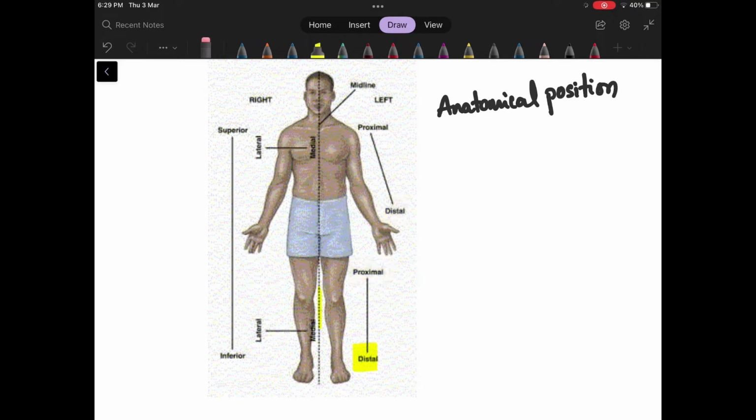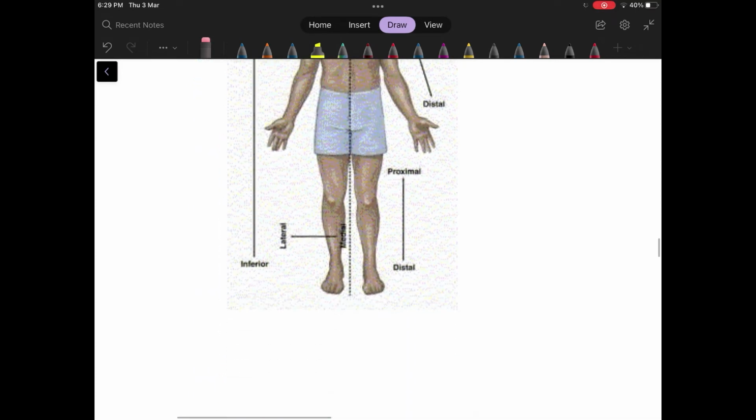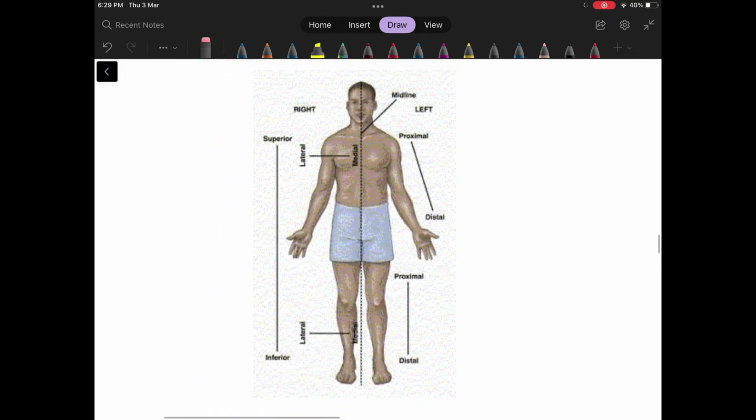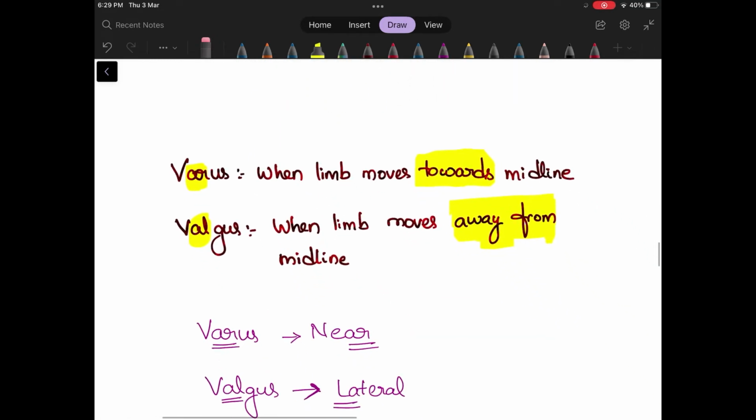I'll once erase all the highlights. You can see the person is in anatomical position, and you can clearly see the labelings where there are proximal, distal, medial, lateral and midline of the body. Okay, now we will move towards the main topic for today. What is Genu valgum and Genu varum?